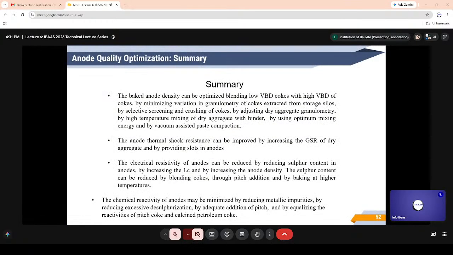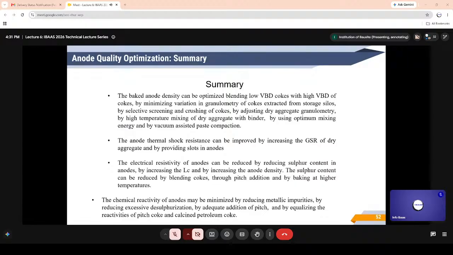Baked anode density can be optimized by blending low and high VBD cokes, by minimizing variation in the granulometry of cokes extracted from silos, using selective screening and crushing, adjusting dry aggregate granulometry, mixing the dry aggregate with binder at high temperatures, applying optimum mixing energy, and by using vacuum-assisted paste compaction.